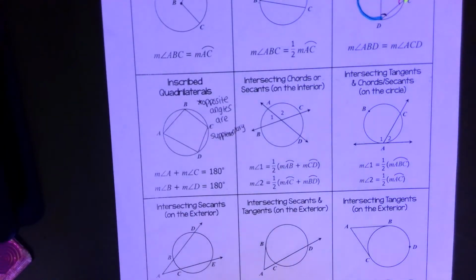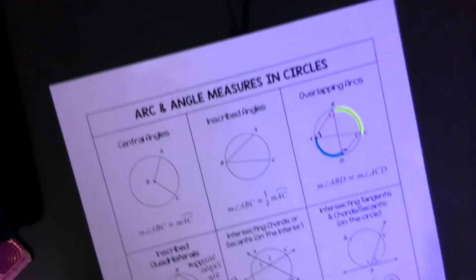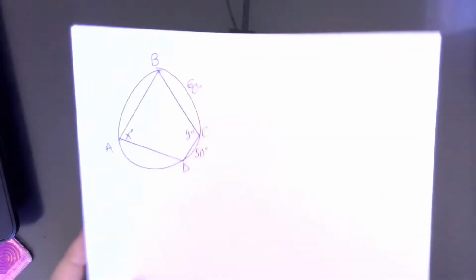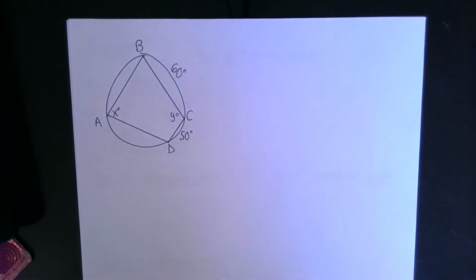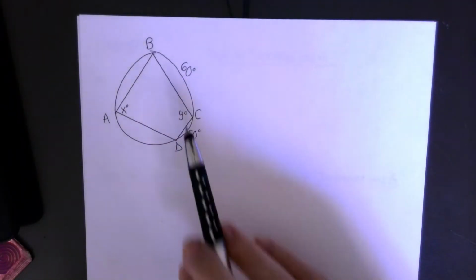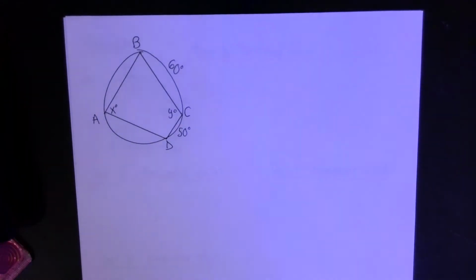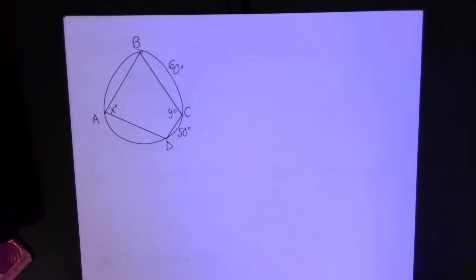Now I'll show you the reason why this is true. Why are opposite angles in a quadrilateral inscribed in a circle supplementary? So let's go over the reason behind it. Let's say I want to find just angle X and what Y is equal to, so angle A and angle C. Pretend we don't know anything about quadrilaterals inscribed in a circle. Let's just talk about inscribed angles.